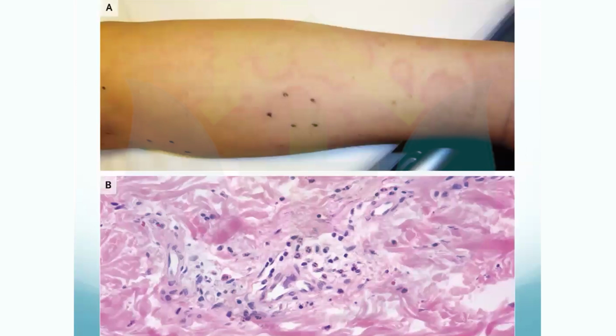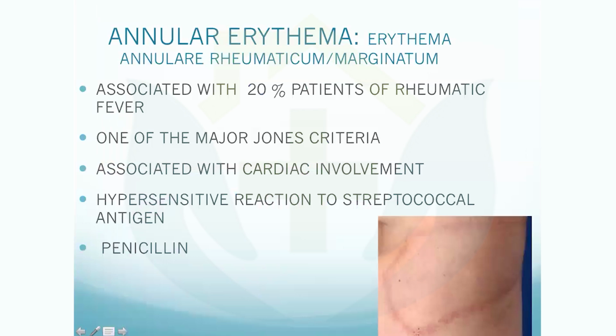This is a patient who presented with a sore throat, and a week later presented with this erythematous rash, and histopathology shows this kind of infiltrate. This is a patient with rheumatic fever. So this is what we call erythema annulare rheumaticum or marginatum. It is associated with 20% of patients with rheumatic fever, and erythema marginatum is thought to be one of the major Jones criteria. It has been seen to be associated with more cardiac involvement, and it is a hypersensitivity reaction to streptococcal antigen, and it responds to penicillin. Usually this is seen in children.